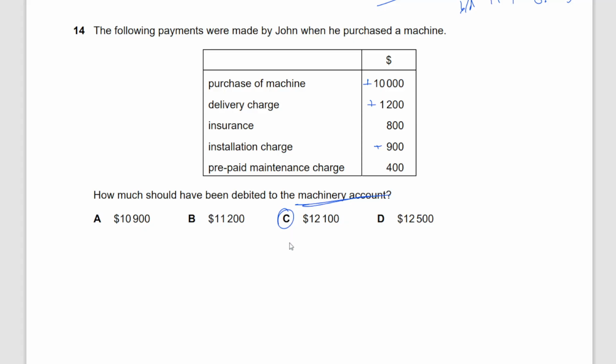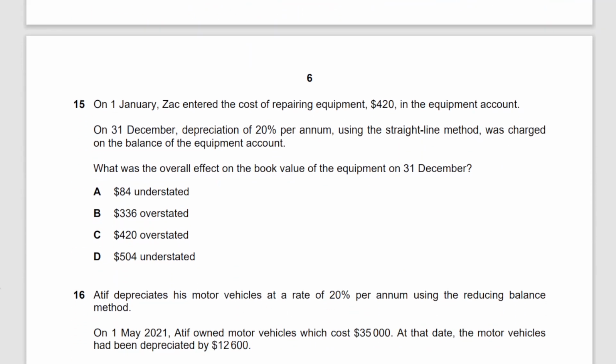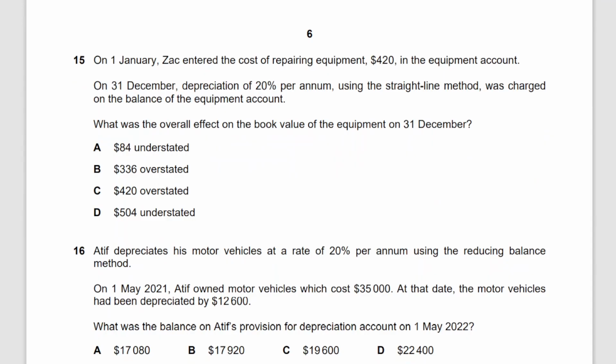That should be the right answer. All right. Done with question number 14. Let's move on. Number 50. On 1st January, Zach entered the cost of repairing equipment, 420, in the equipment account, of course, as an asset, but that's a mistake. That's an error of principle. It was never supposed to be in the equipment account. That is an expense. So our equipment is overstated. We know that for sure.